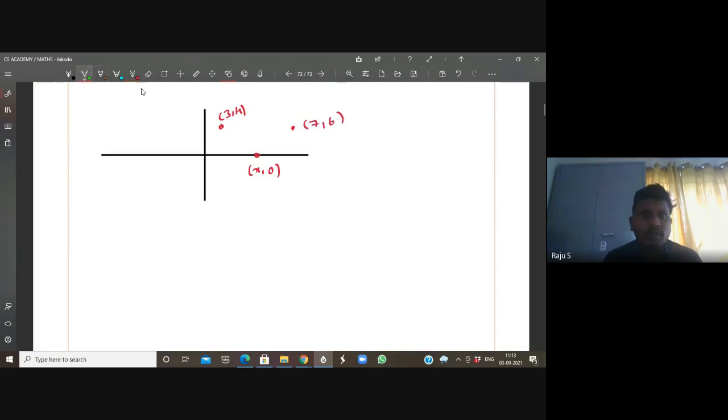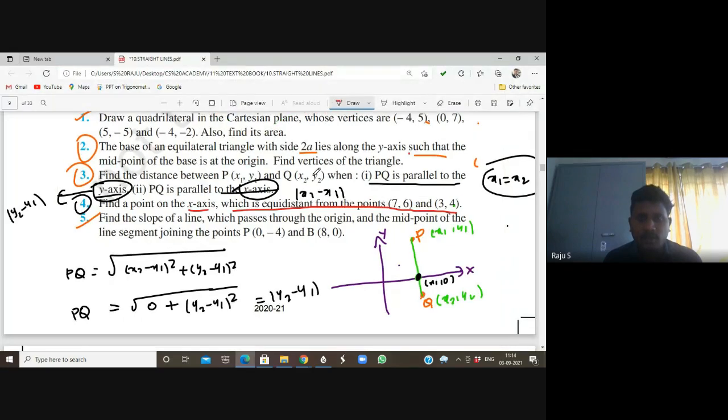The thing is, the point on the x-axis has to be equidistant from both the given points. Let us take this as capital A, this point as capital B, and this as capital C. Nothing but here AB must be equal to AC. Got it? The distance from A to B should be equal to the distance from A to C.